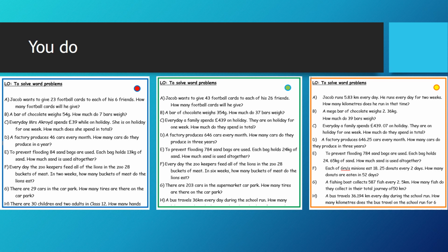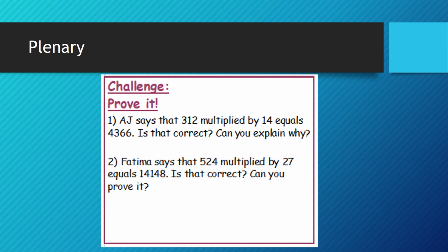Okay, and finally, AJ says that 312 multiplied by 14 equals 4,366. Is that correct? Can you explain why? And finally, Fatima says that 524 multiplied by 27 equals 14,148. Is that correct? Can you prove it?